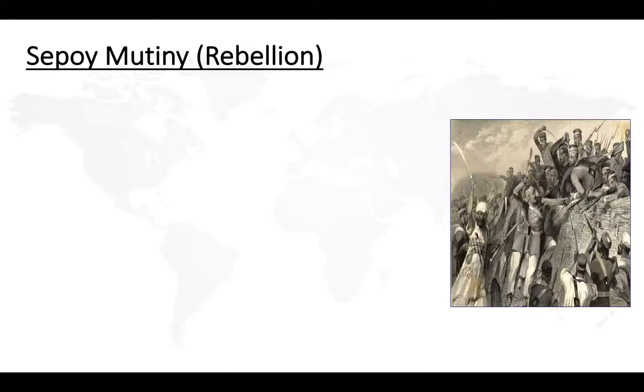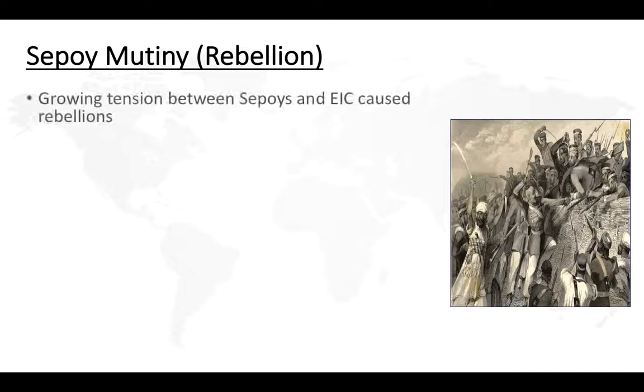We're going to see some changes, some shifts and some rebellions against British rule, specifically within the group of soldiers that they train. So we see growing tensions between the sepoys, the trained military, and the East India Company.